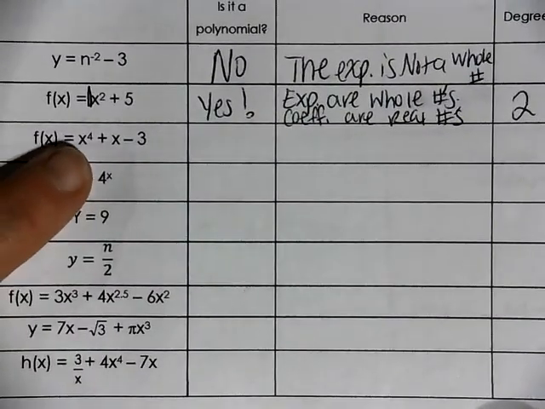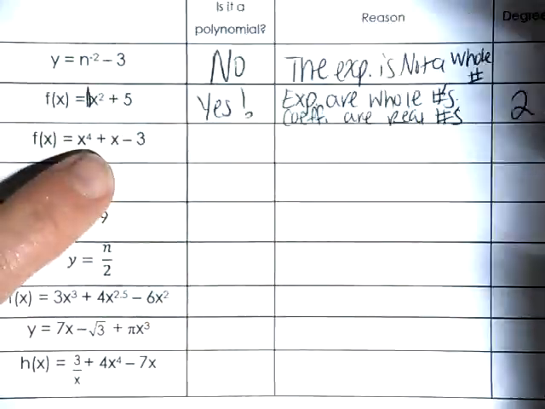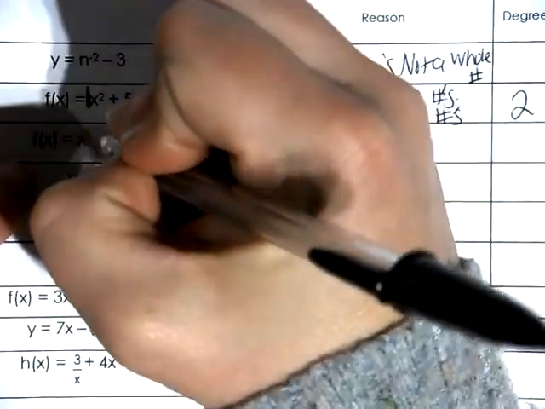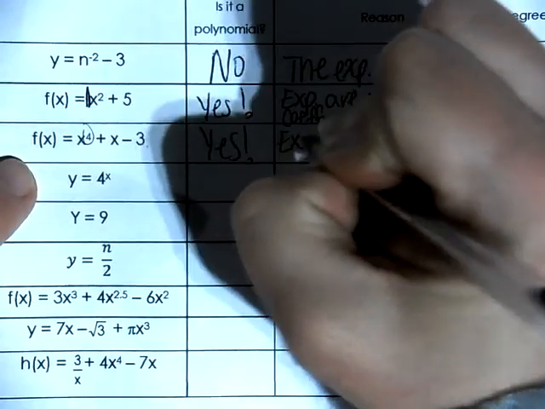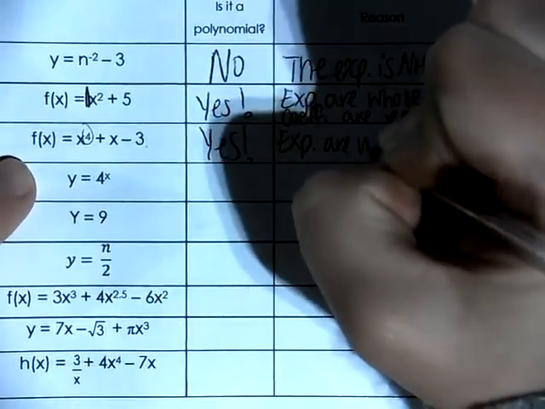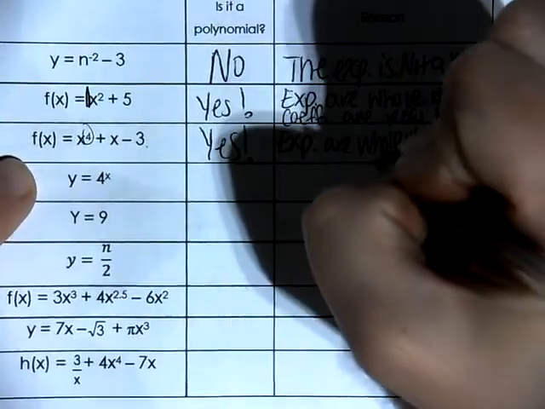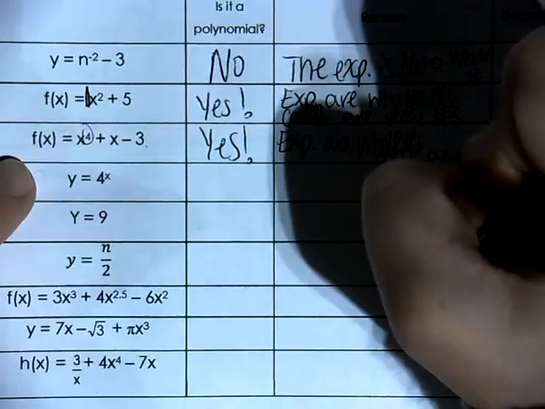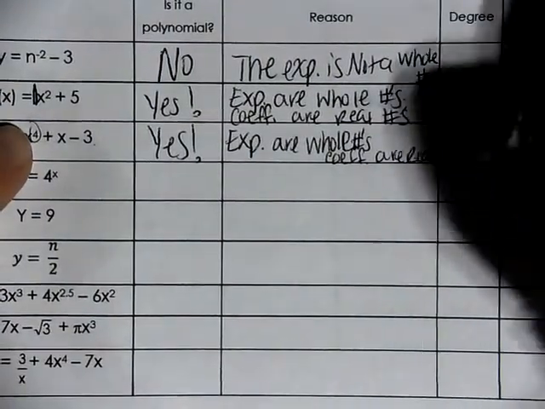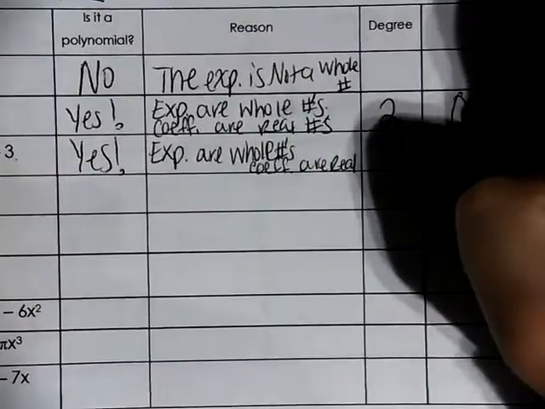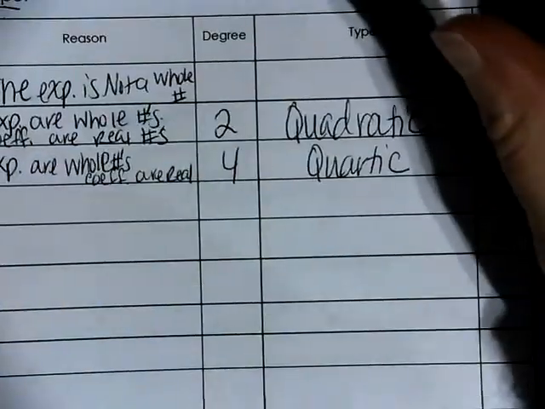Let's look at the next one. I have x to the 4th power plus x minus 3. So once again, I have all coefficients are real numbers, and all of my exponents are whole numbers. So the answer is yes for the same reason. The exponents are whole numbers, and the coefficients are real. So therefore, my degree is the highest exponent, which is the number 4, and we're going to call that quartic, with our leading coefficient once again being the number 1.